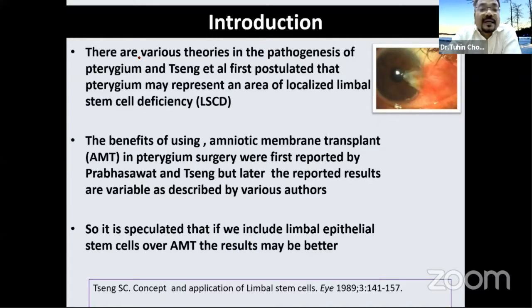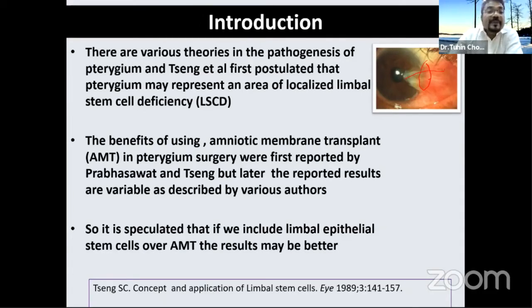And the benefits of using amniotic membrane were reported, but later various reports suggested that amniotic membrane transplantation alone is not the procedure of choice for pterygium surgery. In those cases, we have to supplement with either conjunctival autograft or with other procedures, because AMT alone does not address the limbal stem cell deficiency in this pathogenesis. So it is speculated that if we include limbal epithelial stem cells over amniotic membrane transplants, the results may be better.